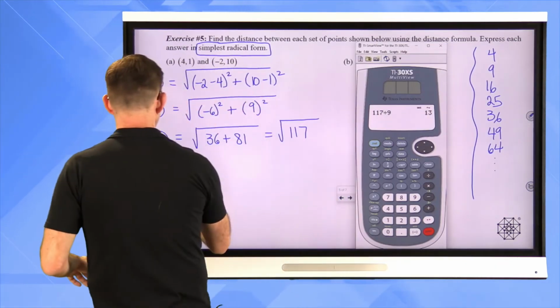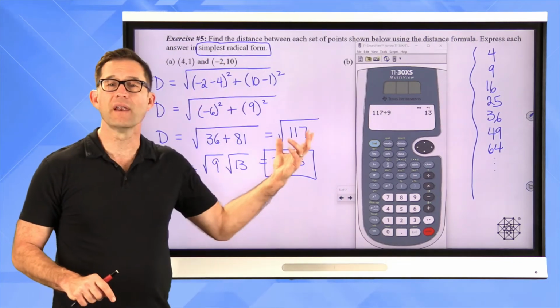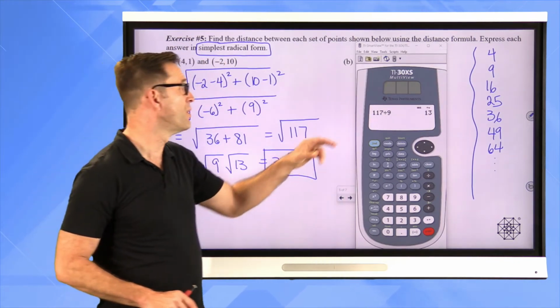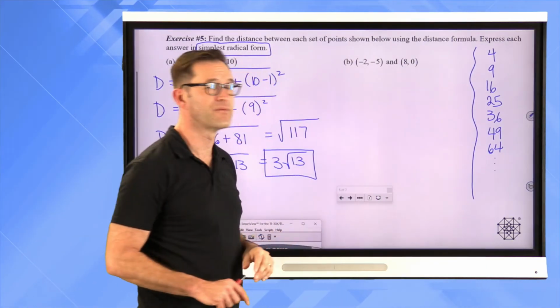So I can now say this is equal to the square root of 9 times the square root of 13, which then is 3 times the square root of 13. All right. Again, it's unfortunate that we have to spend any time simplifying these radicals, but you want to get every point you can on a particular test, so we have to do what we have to do.